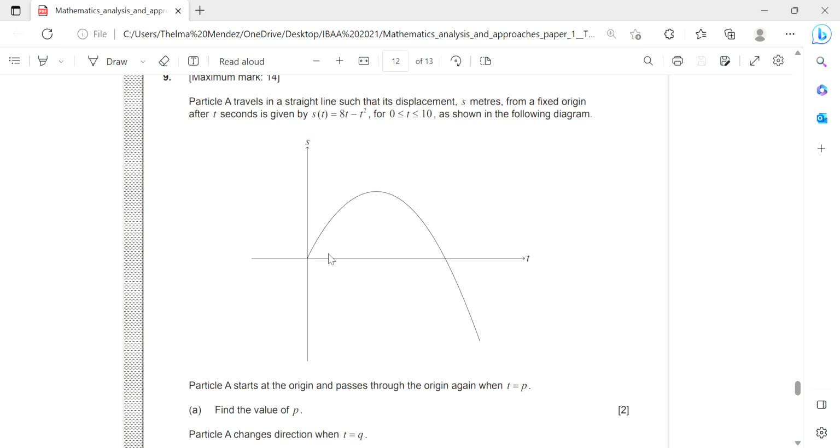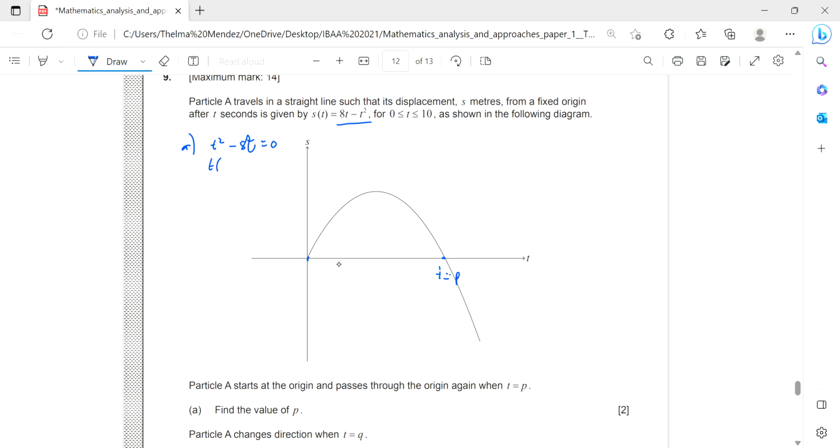So you can see that the particle passes this horizontal line from the origin up to this point where t equals p. We can solve for p by finding the roots. We know that these are the roots of the quadratic function. So I can rewrite this as t squared minus 8t equals 0. I always work with the highest degree having the positive coefficient, so that is done by multiplying both sides by negative.